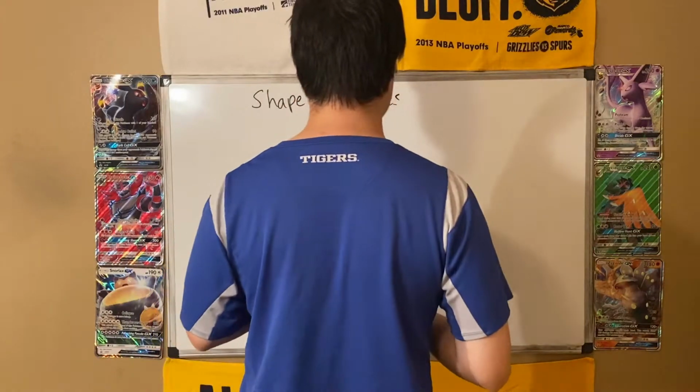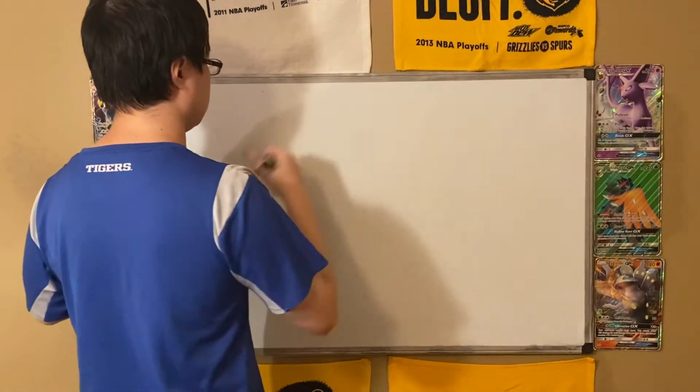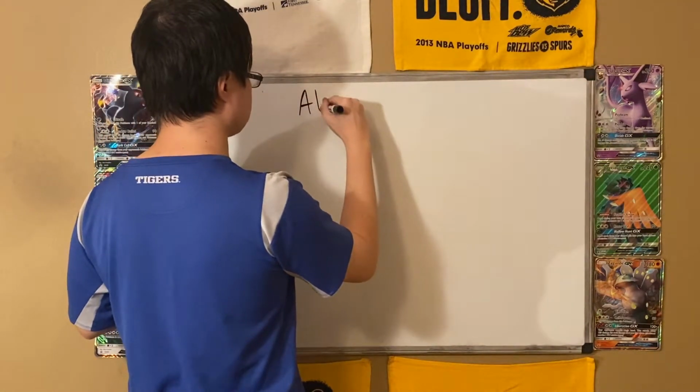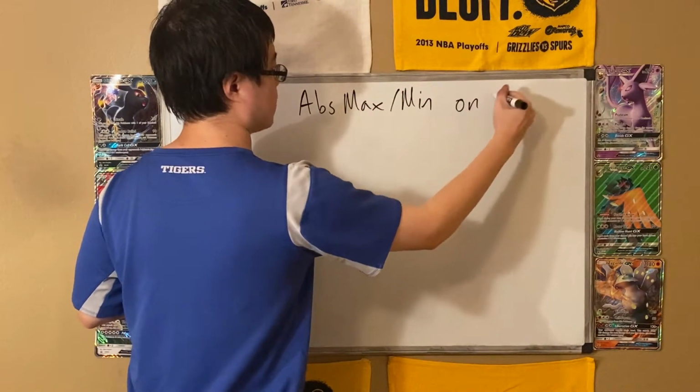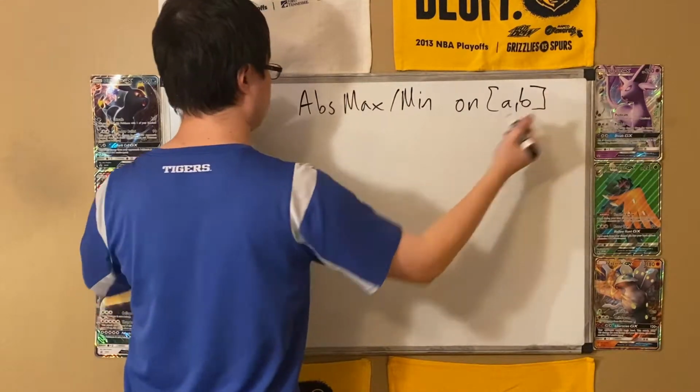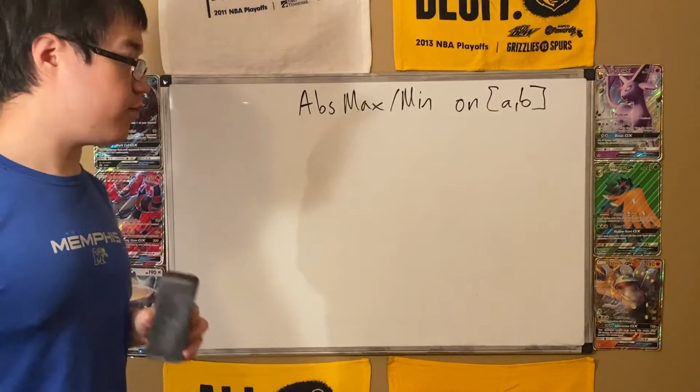So absolute max or min. We can erase shapes and curves. Let's do absolute max or min, abs max, abs min. Anytime you have abs max or min, it has to be on a closed interval so that we can use the closed interval method.